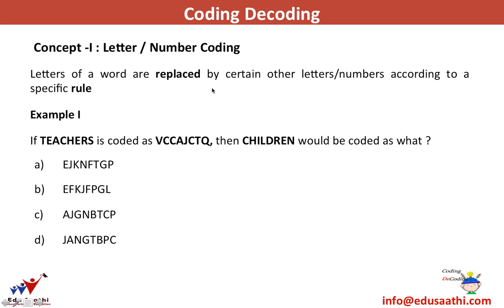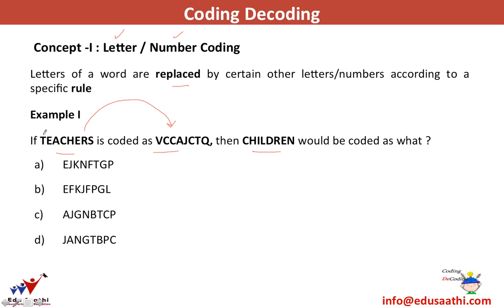Let's begin. So, concept 1 here is letter or number coding. Here, letters of a word are replaced by certain other letters or numbers according to a specific rule. For example, if teachers is coded as VCCA JCTQ, then children would be coded as what? Now you have to decipher how the examiner wrote teachers as this.